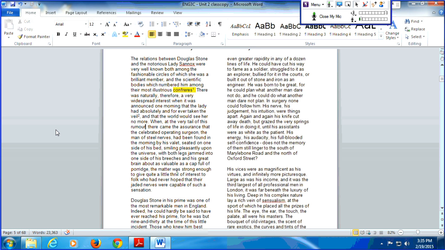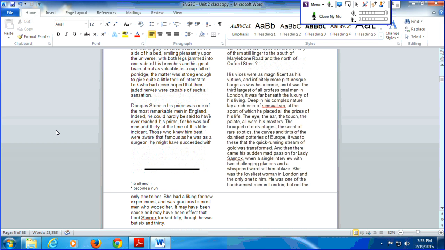His energy, his audacity, his full-blooded self-confidence, does not the memory of them still linger to the south of Marylebone Road and the north of Oxford Street? His vices were as magnificent as his virtues, and infinitely more picturesque. Large as was his income, and it was the third largest of all professional men in London, it was far beneath the luxury of his living.